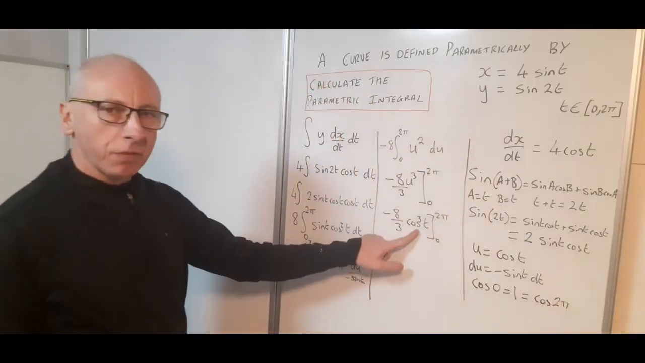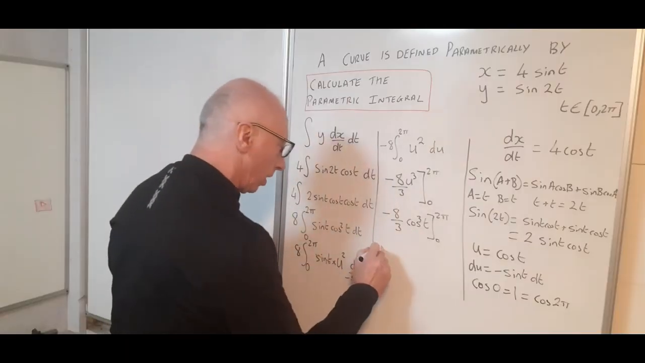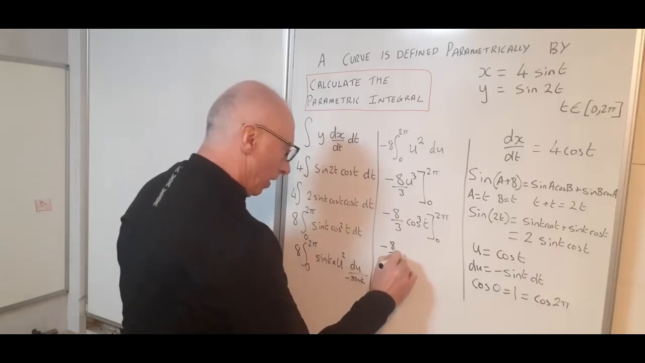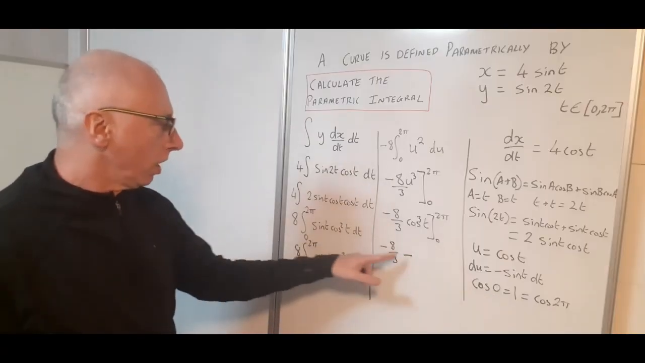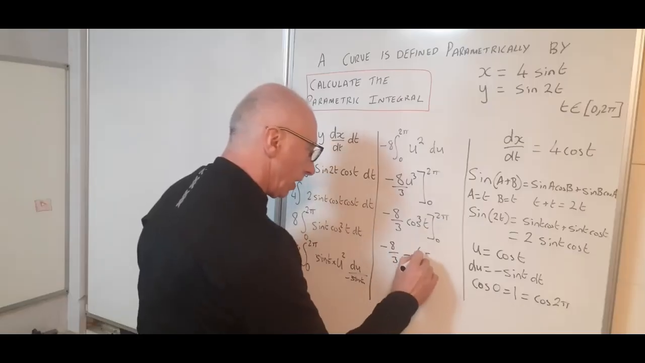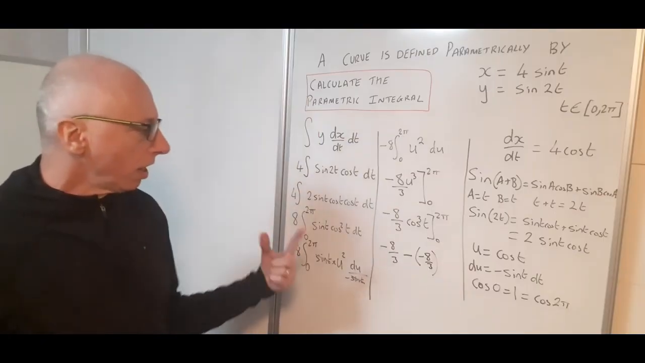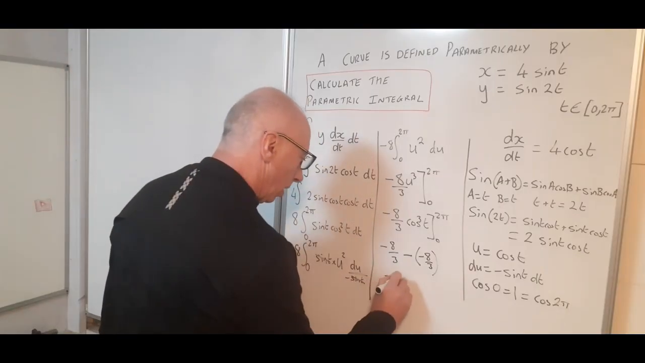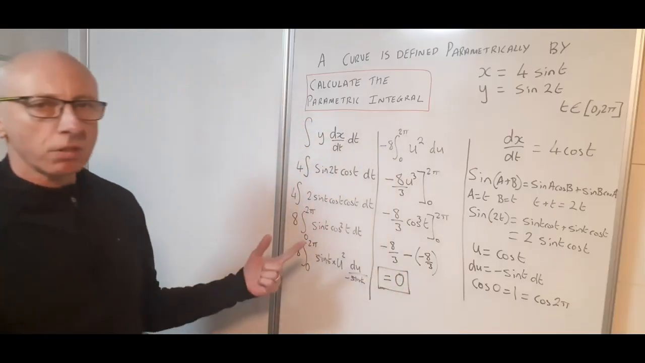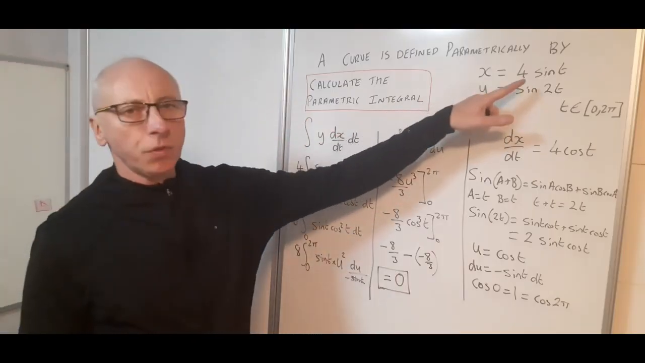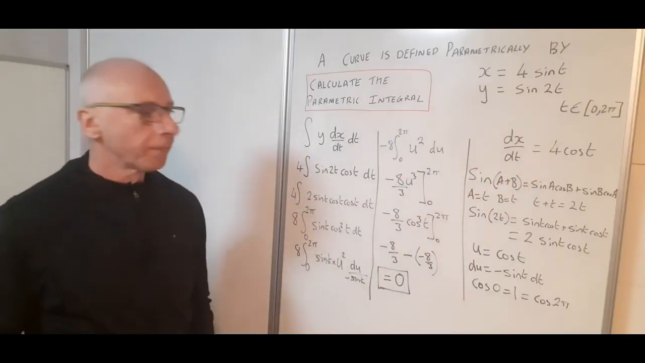So let's put the value in for 2 pi. As that just becomes 1, I've got minus 8 over 3, and then subtract. At 0, it's still 1, so minus 8 over 3. Then minus 8 over 3 plus 8 over 3 just becomes 0. And that's the result of our integral of x equals 4 sine t, y equals sine 2t, from t equals 0 to 2 pi. Okay.